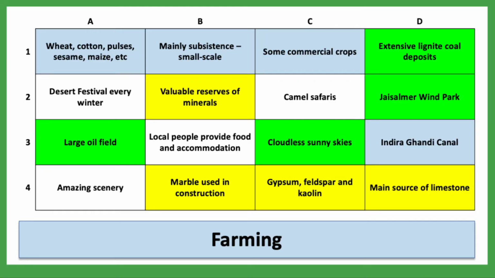So we have got 4 left on the screen. This time we want you to have a think about what links these 4. So we've got the Desert Festival held every winter, we've got amazing scenery, we've got camel safaris, and we've got local people providing food and accommodation. So what's our link between these 4 remaining boxes?